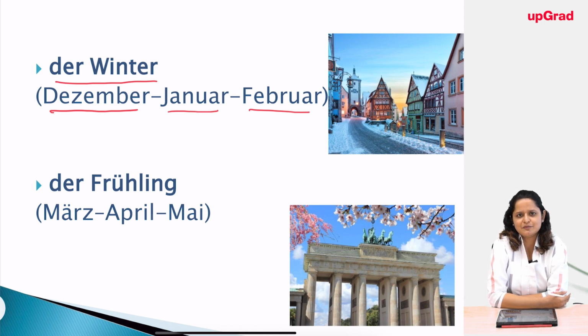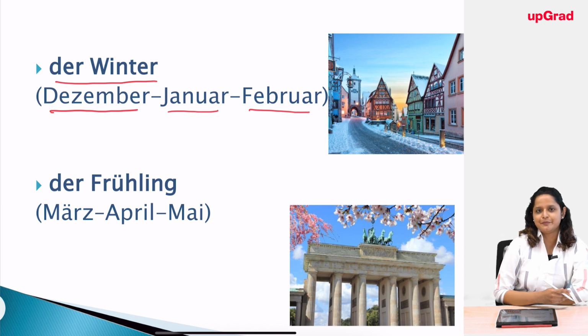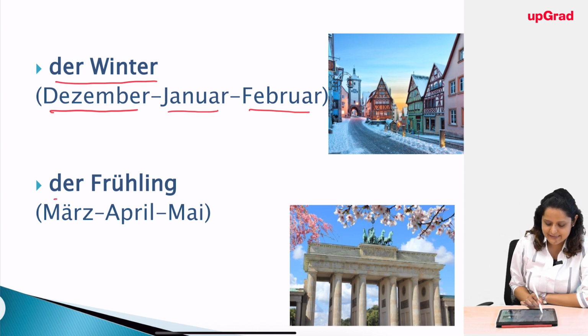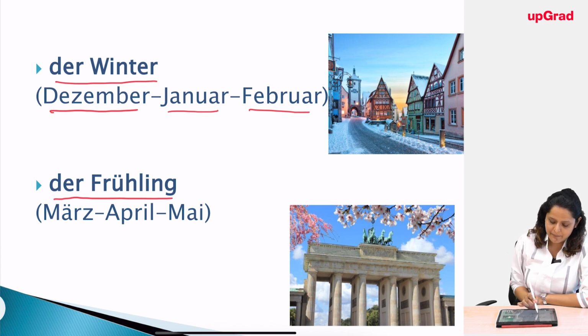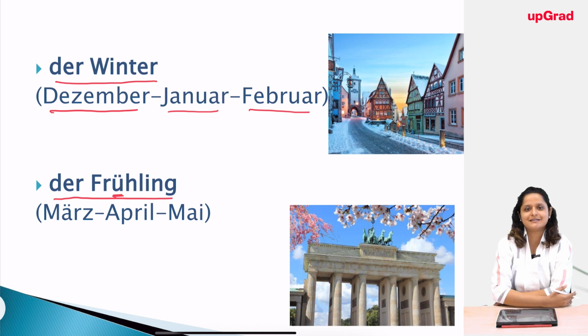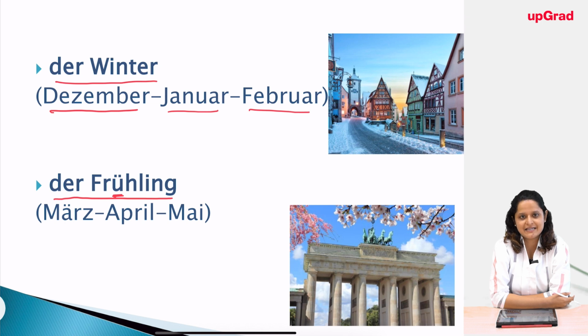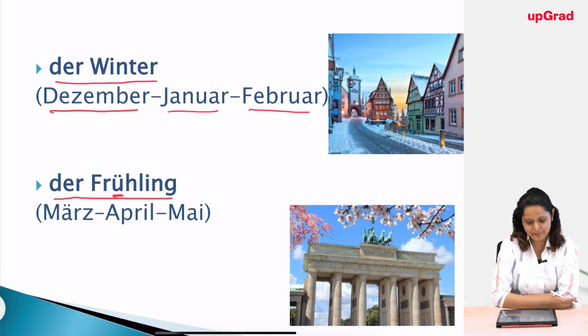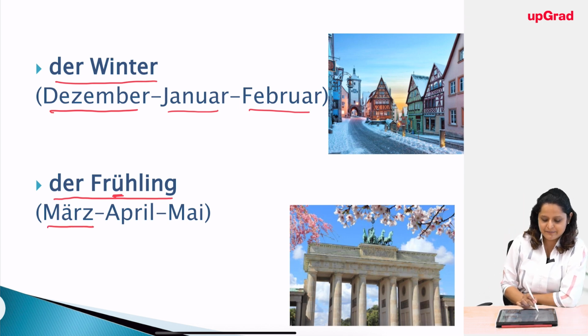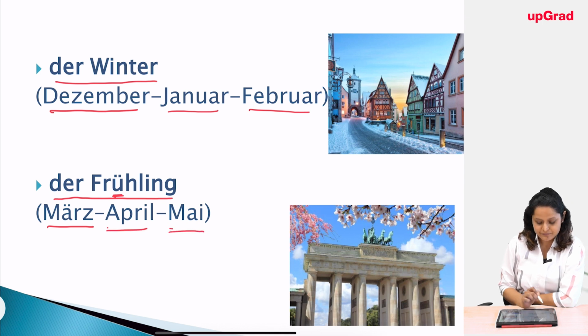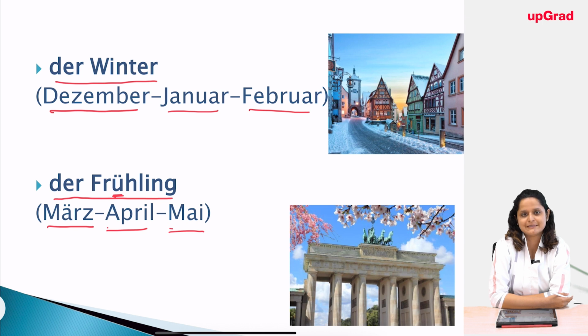And the final season which comes after the winter is spring. So spring in Deutsch is called der Frühling. Mark the sound of the umlaut here. That is, the sound is Ü. So the pronunciation becomes Frühling. I'll repeat it. Frühling. So Frühling or our spring is from März, April, Mai. That is, your Frühling or your spring is from March to May.